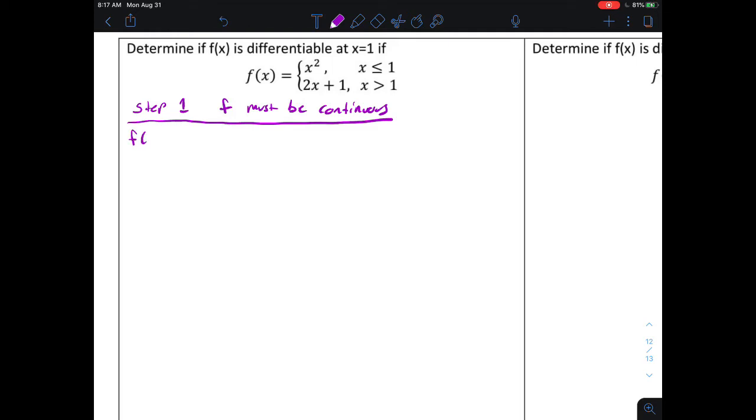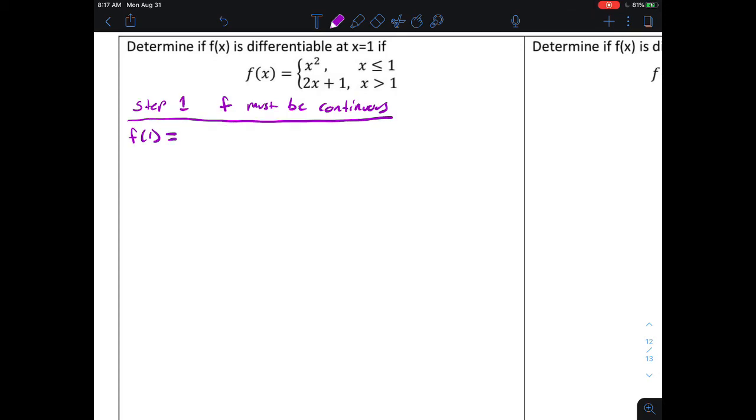So to check for continuity, I need to see if f is defined everywhere. I'm going to look at the break, so I'm going to look at 1. I put 1 in because that's my breaking x value. And I am defined at 1 on the top, so f of 1 gives me 1. Now, I need to see what the limit is. So what's the limit as x approaches 1 from the left? That would be x squared, which gives me 1. And the limit as x approaches 1 from the right uses 2x plus 1, and I put 1 in there, and I get 3.